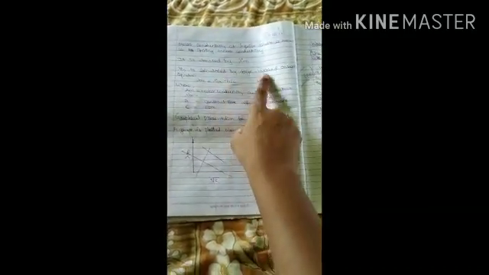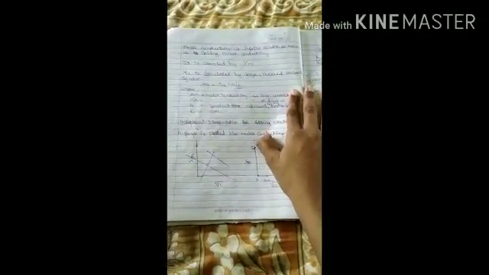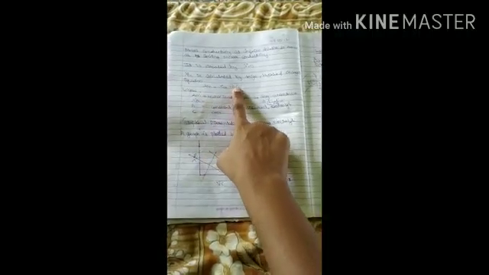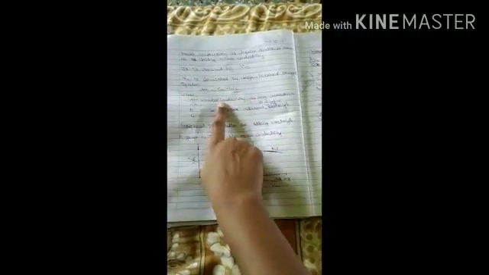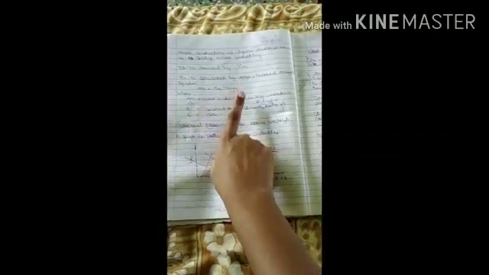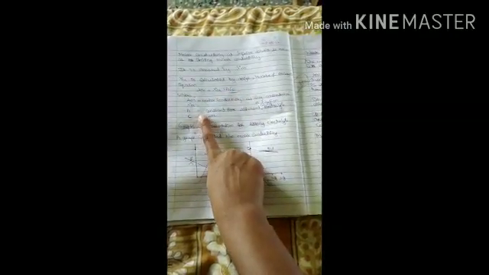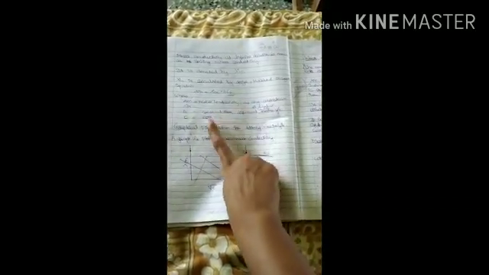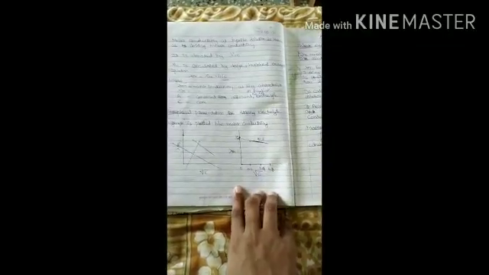Lambda naught m is calculated by the Debye-Huckel and Onsager equation, that is lambda m is equal to lambda naught m minus a root c. Lambda m is molar conductivity, lambda naught m is limiting molar conductivity on dilution, and a is a constant, and c is concentration. It is shown graphically, plotted between molar conductivity and root concentration.